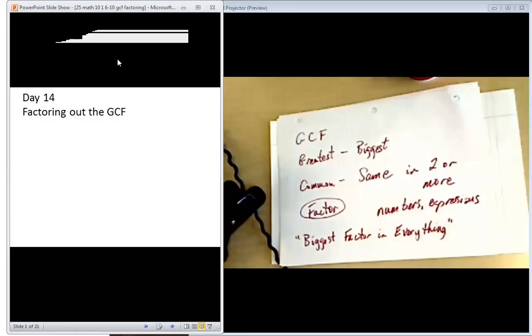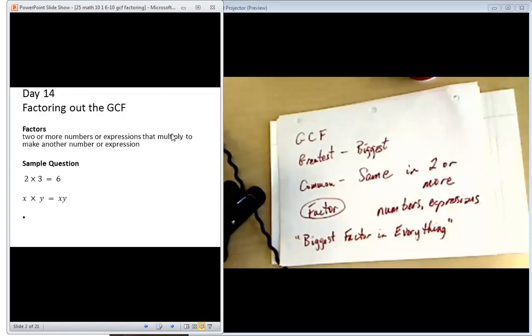Okay, so let's keep that in mind when we go through these slides here. All right, so this is a little warm up for factors. Factors of 6 are 2 and 3. It's one example. There's a couple more, 1 and 6 as well.